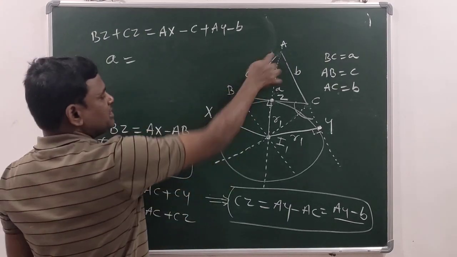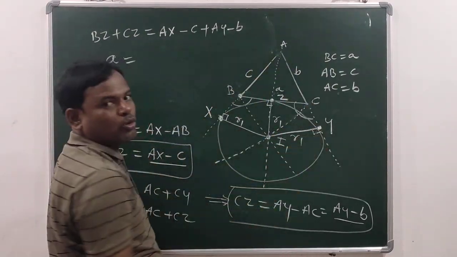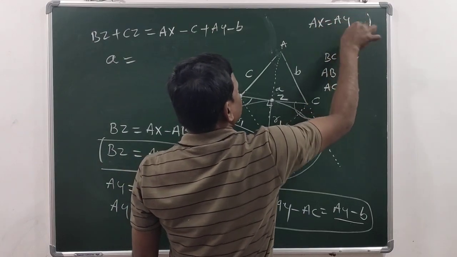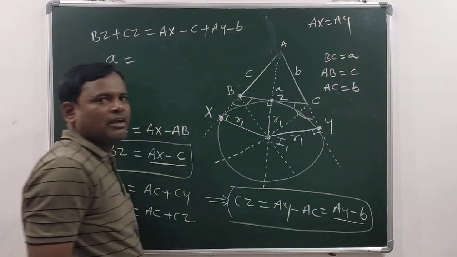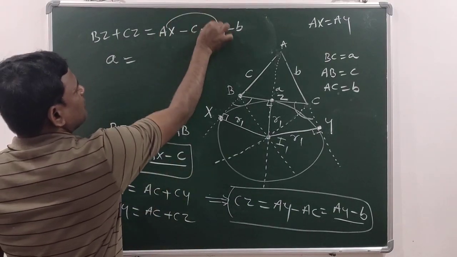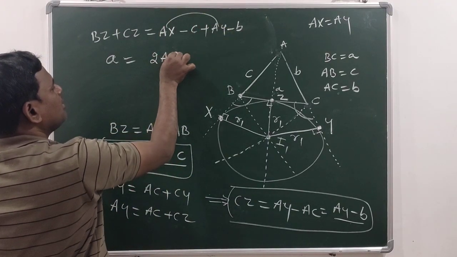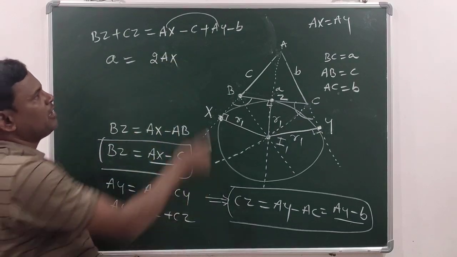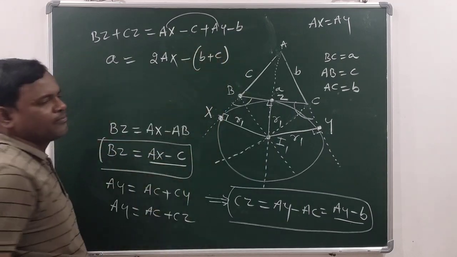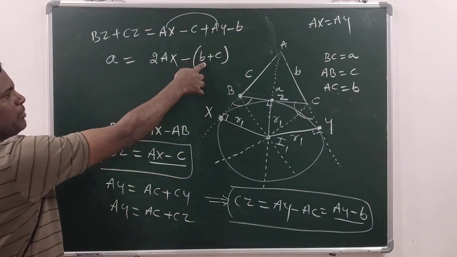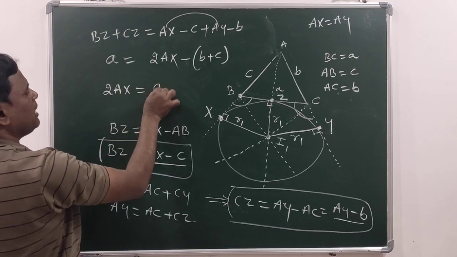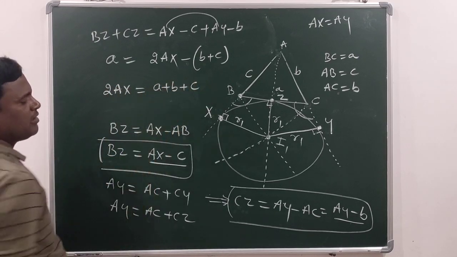And you know this AX and AY, both lengths are equal, no? Lengths of tangents drawn from an exterior point to the circle. Hence whose lengths will be equal? AX equal to AY. In place of these two, I can write 2 of AX. And from these two take minus common. Inside, B plus C you will get. Now send this minus of B plus C to the left side. 2AX which is equal to A plus B plus C you will get.